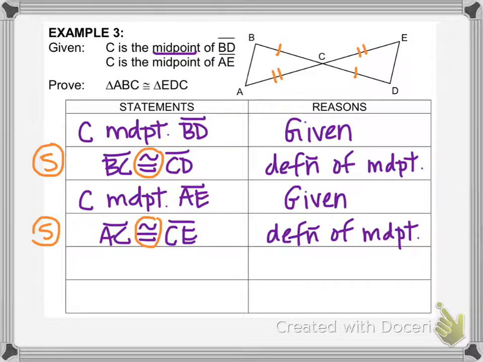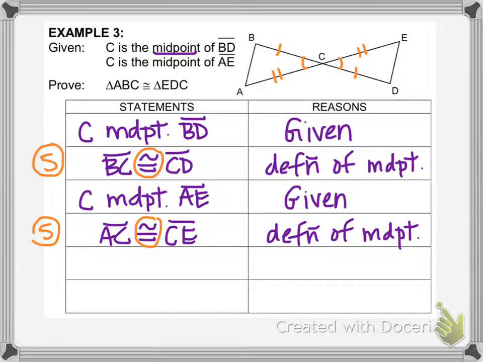Remember, you're going to look for reflexive sides, reflexive angles, or vertical angles. Those were the things on step 5 to look for if you don't have your 3 congruent statements yet. Well, I do see a pair of vertical angles right here and here, and I know vertical angles are congruent, so I'm going to state just that.